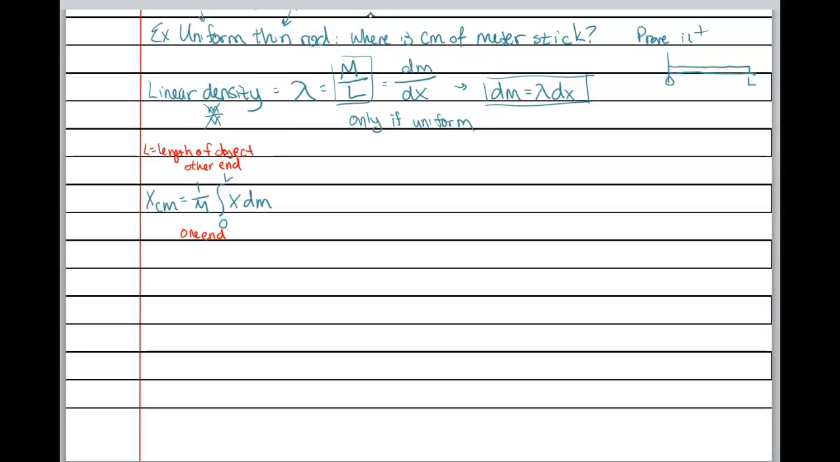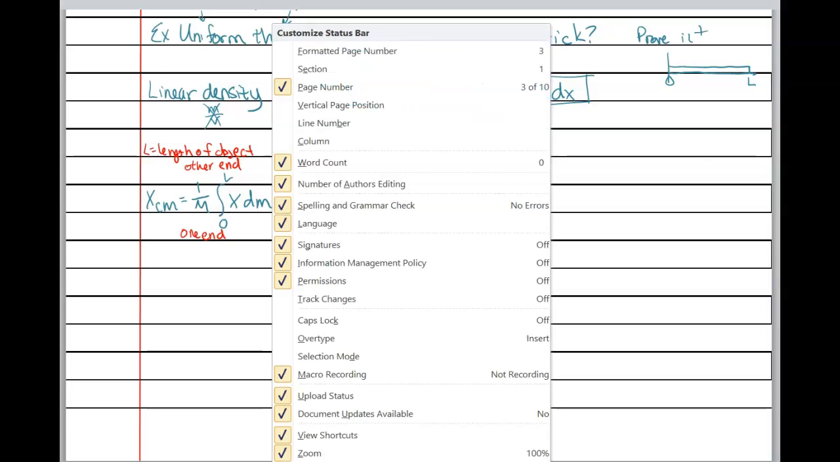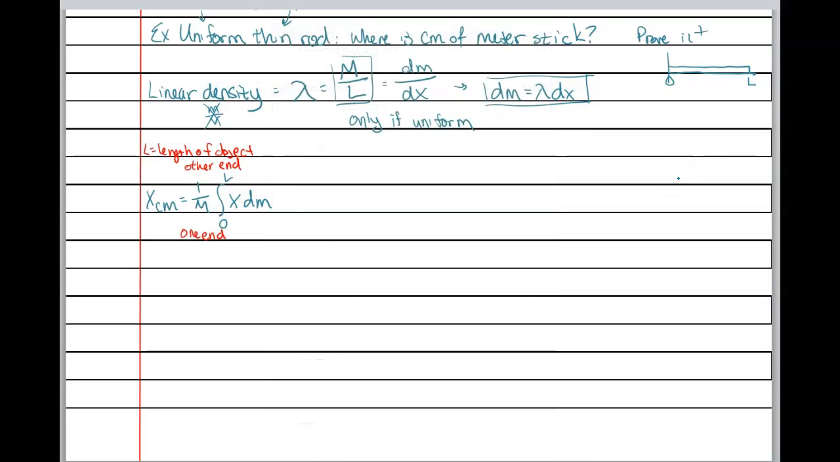Okay, so now, instead of this dm, because I want to be able to integrate this with respect to the position, because these are position limits, not mass limits, I'm going to change this integral and say, well, dm is equal to lambda dx, which I got from this equation up here. I just rearranged lambda is equal to dm over dx, which is, again, illegal calc. So I'm going to substitute that in for dm.